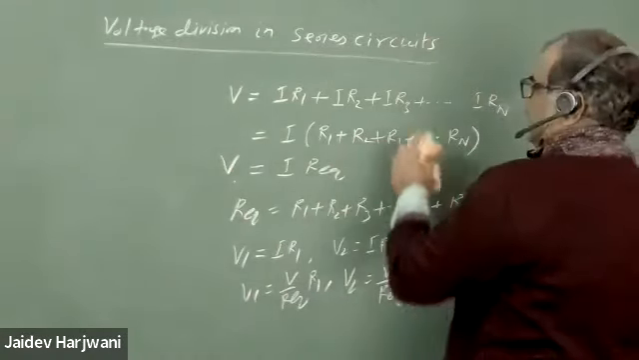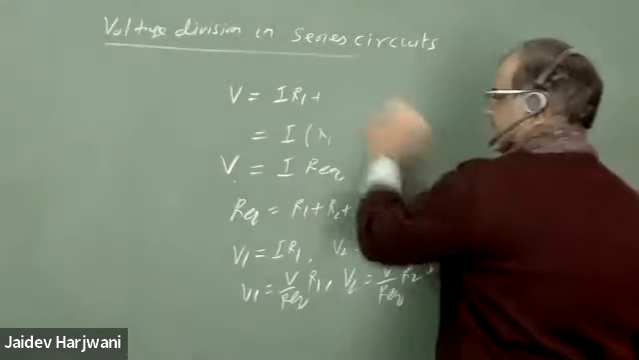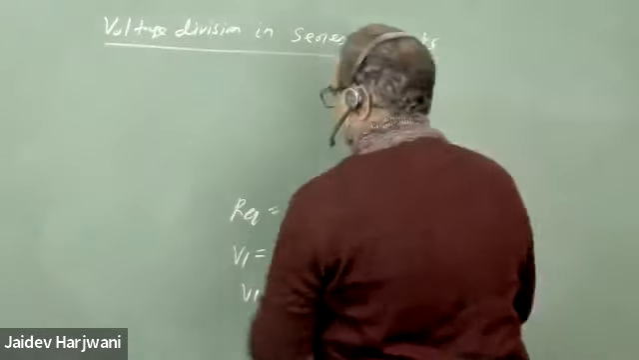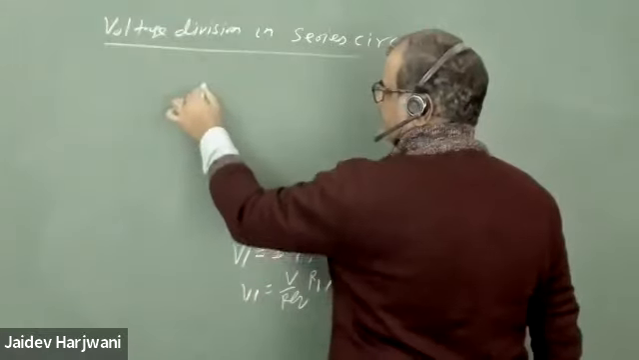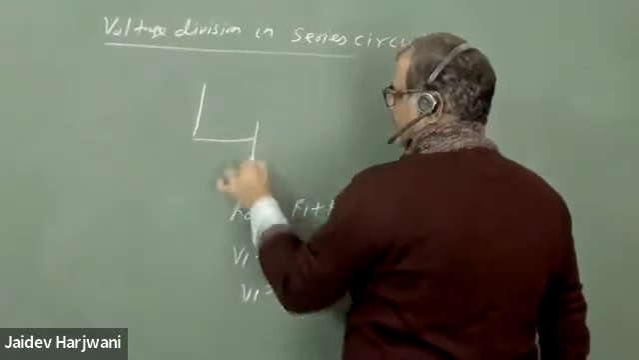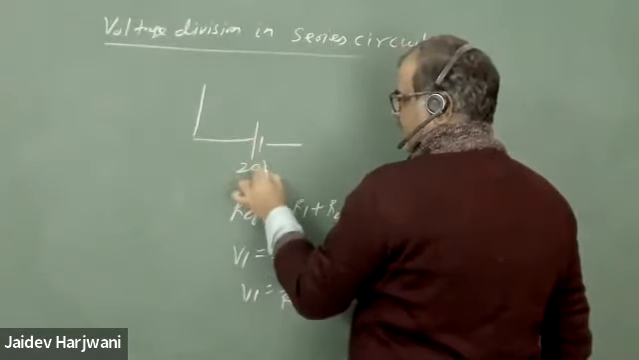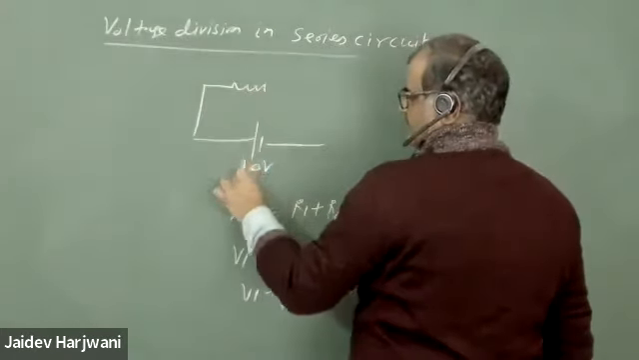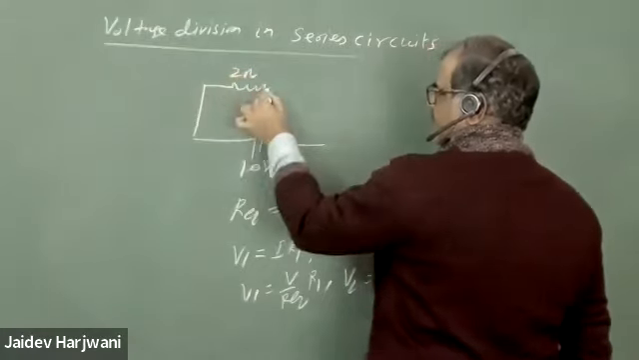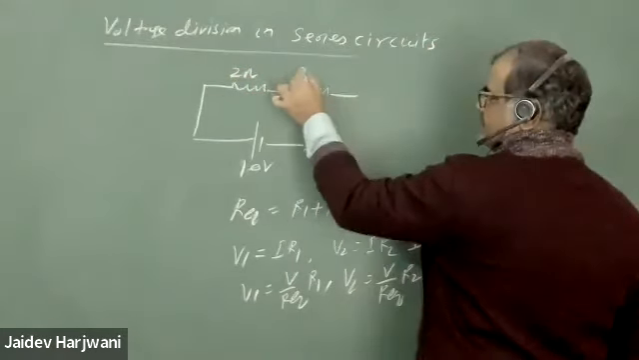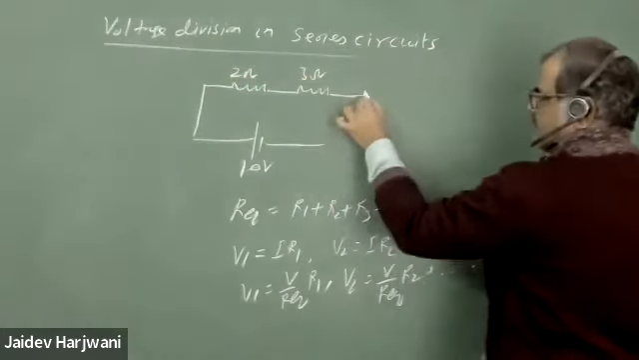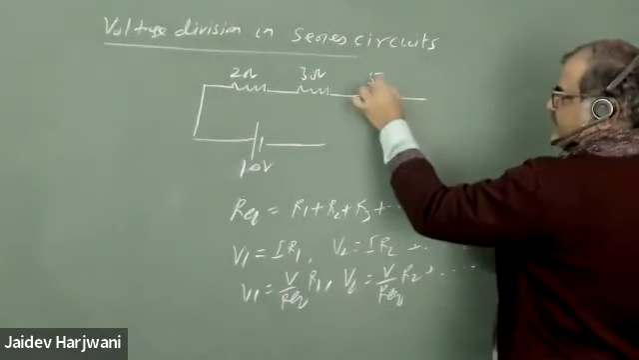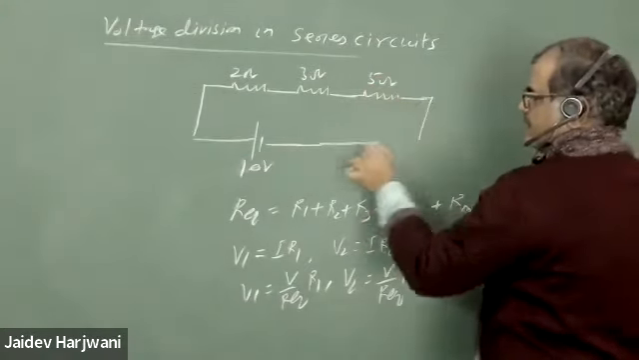So let me give you a simple circuit and ask some questions so that your basics are clear. I'm giving you a 20 volts battery. I'm connecting, say, 2 ohm, this is 3 ohm, and this is the 5 ohm resistance here.